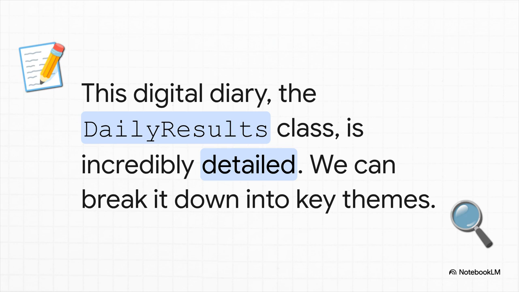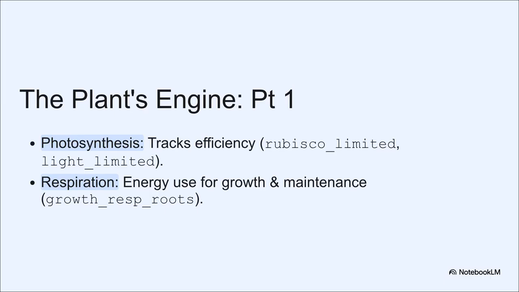And yeah, tracking over 100 things sounds kind of crazy, right? But it's actually really organized when you break it down into a few key areas. First, let's look at the plant's engine. We're talking about photosynthesis. How is it making its food? Is it being held back by a key enzyme, or is it just not getting enough light? And then, on the flip side, respiration. How is it using that energy? Is it just for basic upkeep, or is it being funneled into building new leaves and roots?